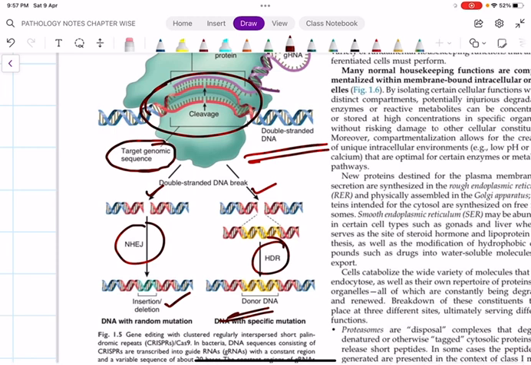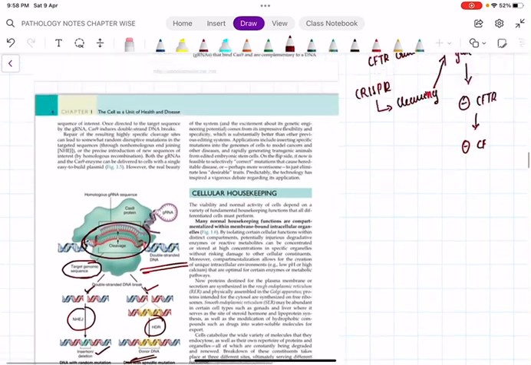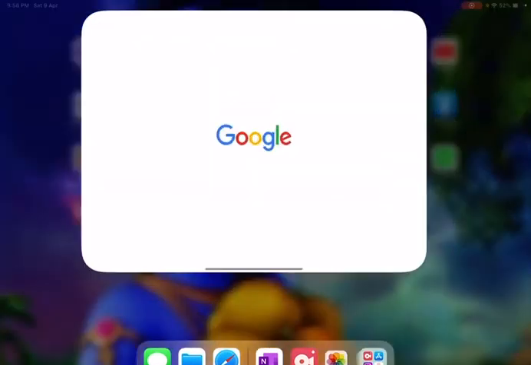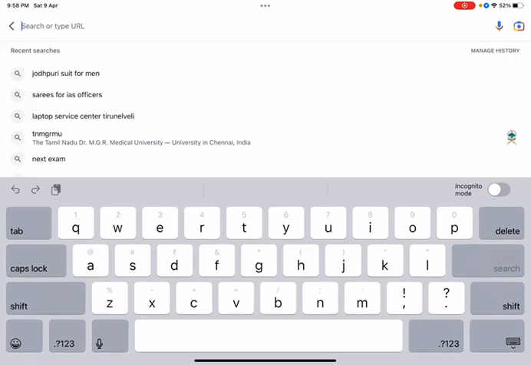It has both actions, cleaving as well as addition. Like in our recombinant DNA technology, endonucleases will cleave and ligases will bind to form the new DNA structures. Similarly, this CRISPR has both actions. This is a very important point. And remember, there has been a question. I will Google it.